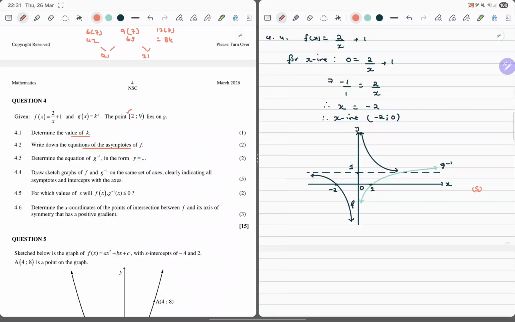Now we get to 4.5. It says for which values of x will f of x, so this means the y values of f multiplied by the y values of the inverse, be less than or equal to 0. Okay, this can happen when one of them is 0, but will this work? Now let's see if we can do this. Let's just do a vertical line. Remember, we need to compare them for the same x value.